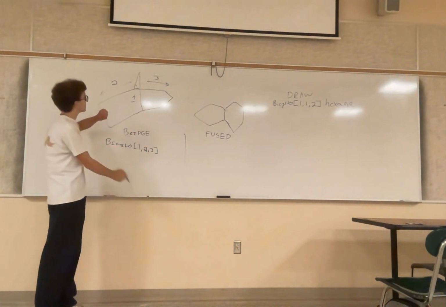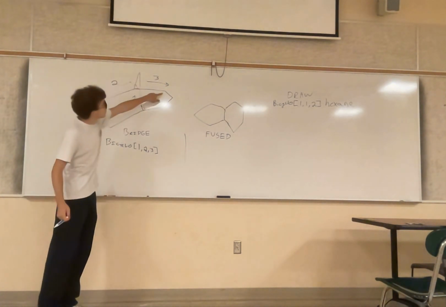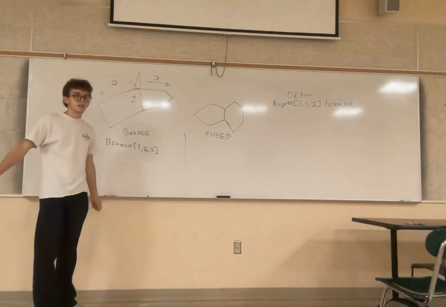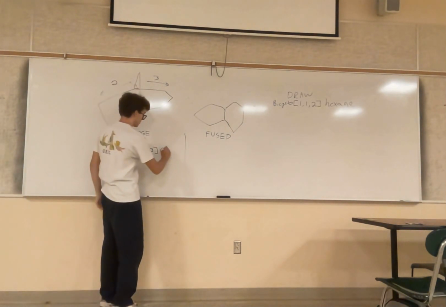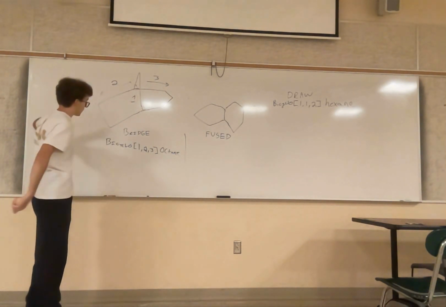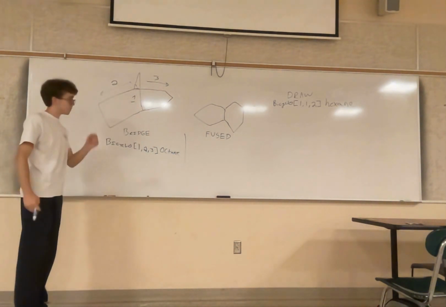What kind of alkane is it? Well, let's count the carbons here. 1 carbon, 2, 3, 4, 5, 6, 7, 8. 8 gives us octane. Octane is an 8 carbon hydrocarbon. So we have bicyclo[1.2.3]octane.